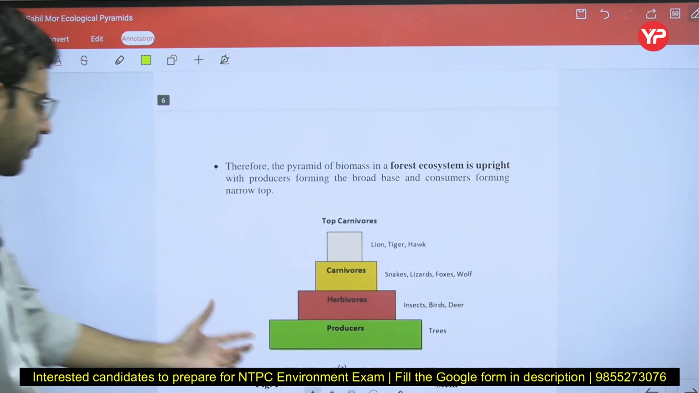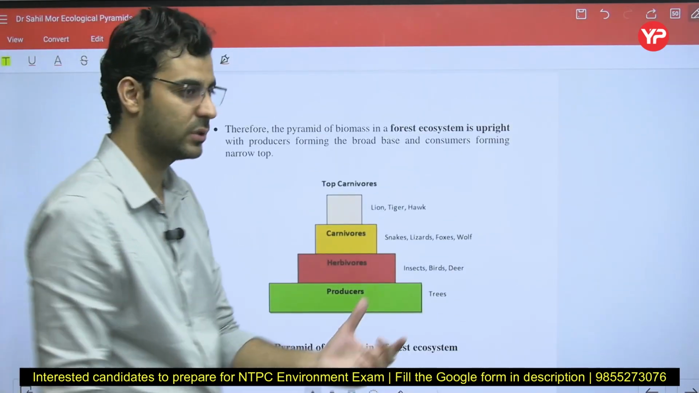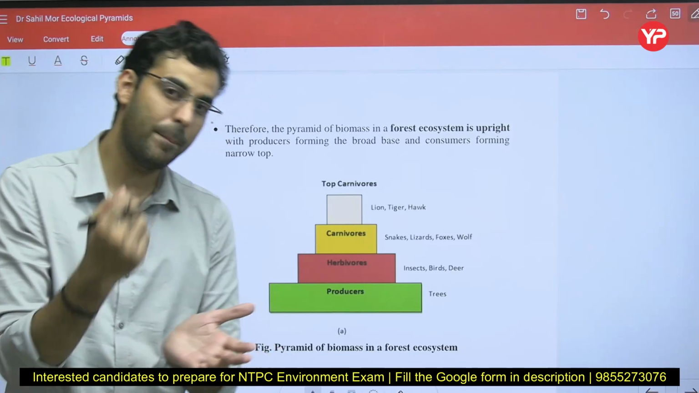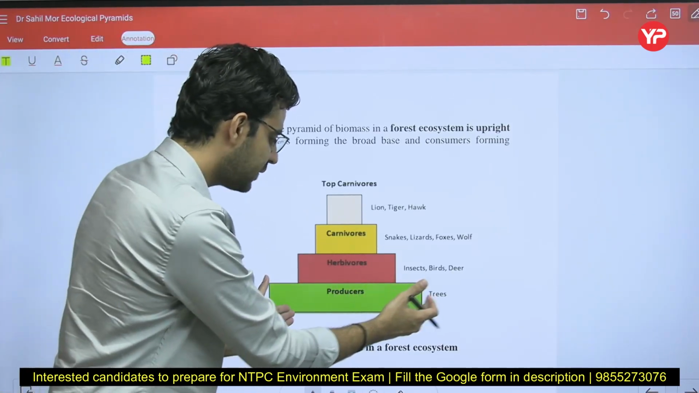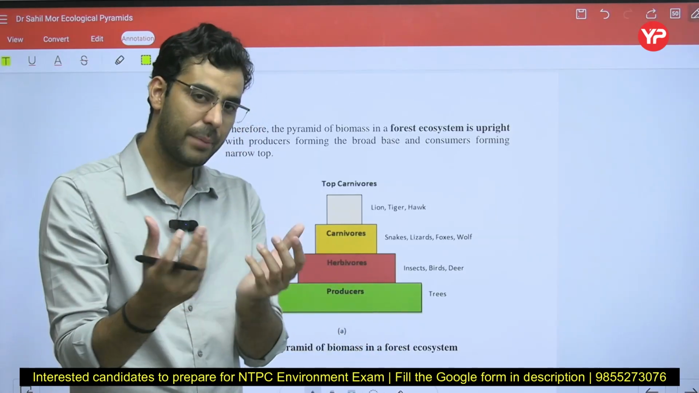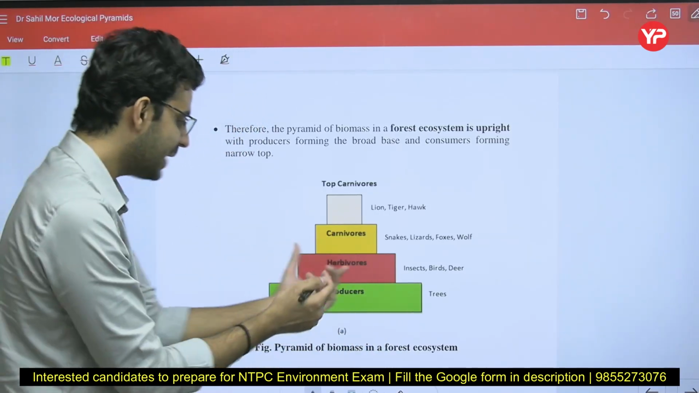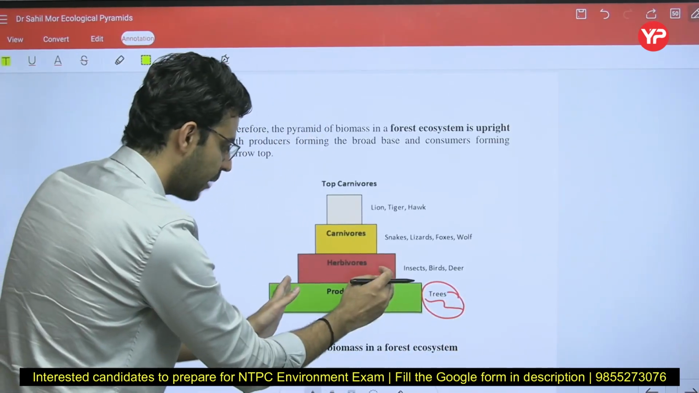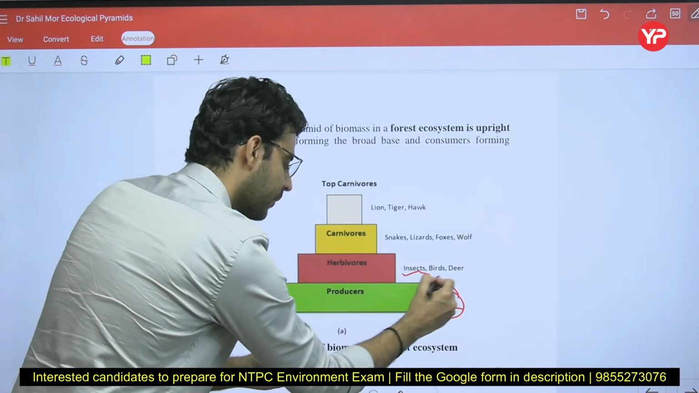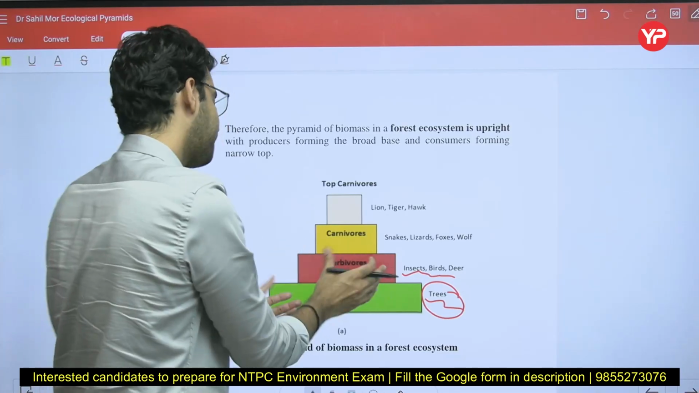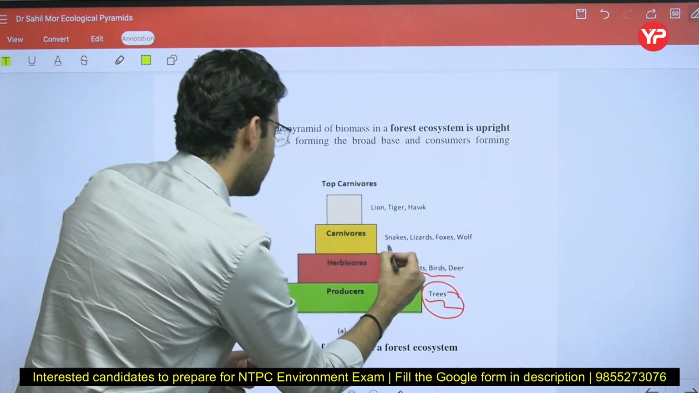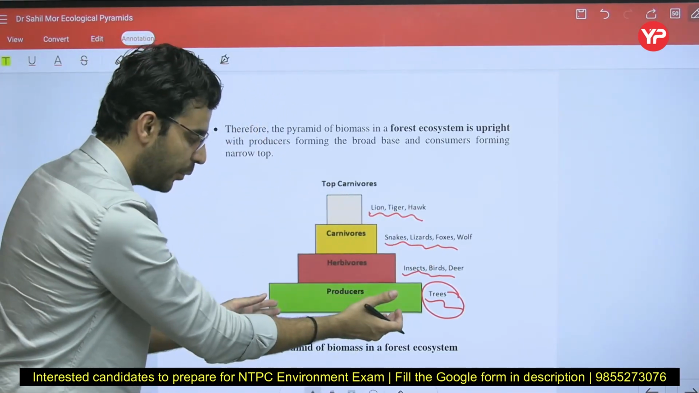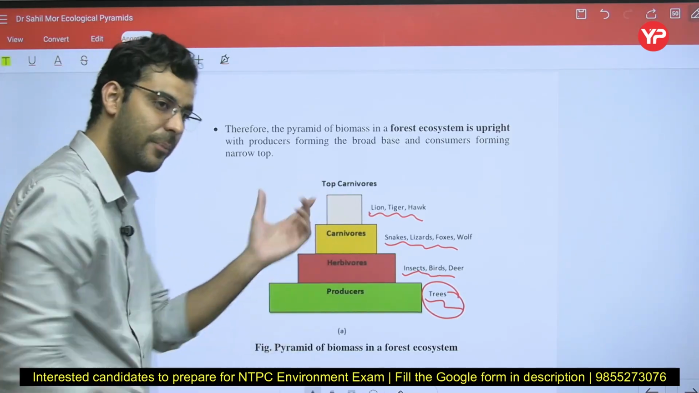So we will start with pyramid of biomass in a forest ecosystem. Its shape will be upright. Biomass shape for forest ecosystem will be upright. How? Because at the producers, trees produce greater biomass, greater amount of organic matter, as compared to herbivores. So trees produce more organic matter, forming a broader base, and herbivores form a narrower structure. Then at the end, carnivores, snakes, and lastly lion, tiger, hawk produce less organic matter as compared to trees, so it is getting narrow at the end.